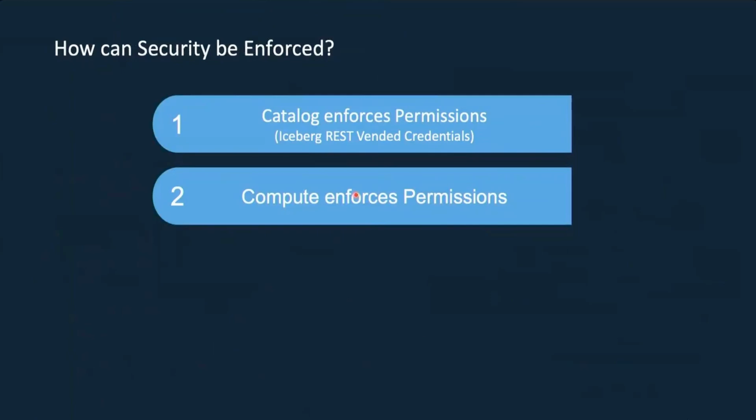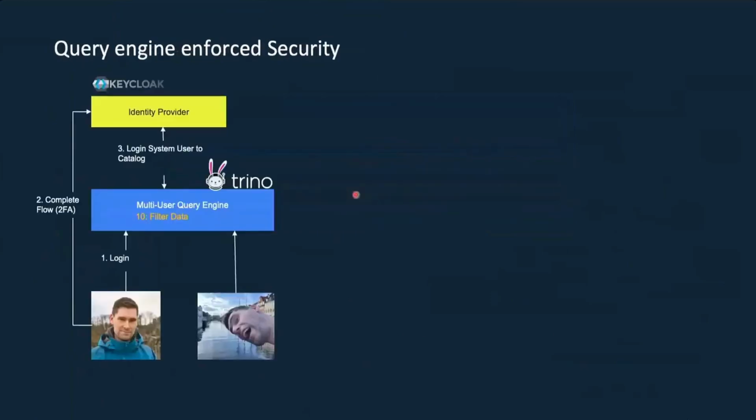The second way to enforce permissions is that the compute enforces the permission, right? So this could look something like this. This is the most complex slide in my presentation, I promise. After that, it's going to be much, much easier. So how this could look like is the following.